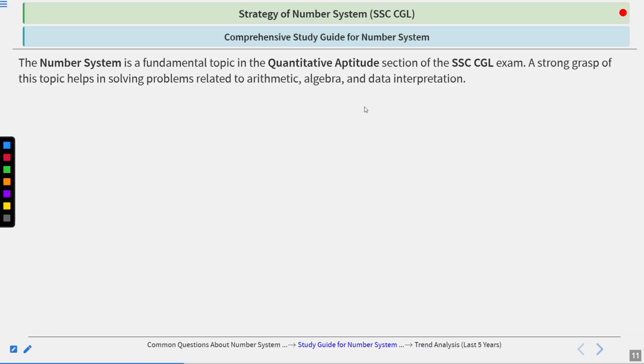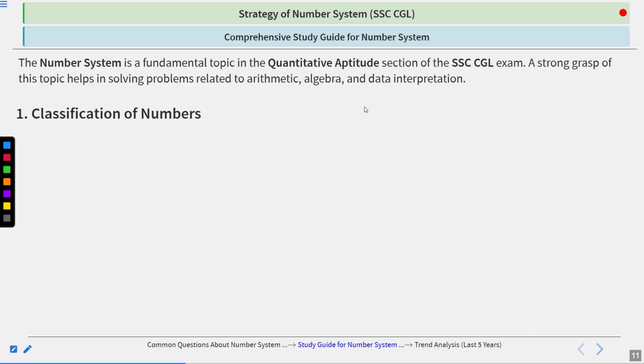Now we move to the comprehensive study guide for number system. The number system is a fundamental topic in the quantitative aptitude section for the SSC CGL exam. A strong grasp of this topic helps in solving problems related to arithmetic, algebra and data interpretation.